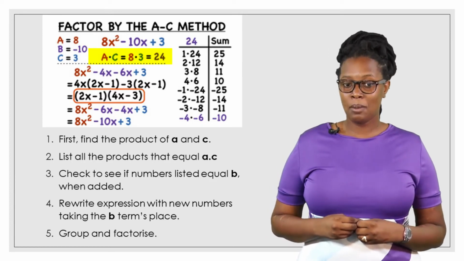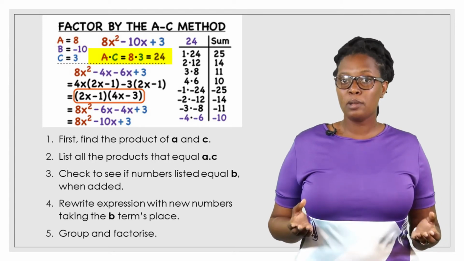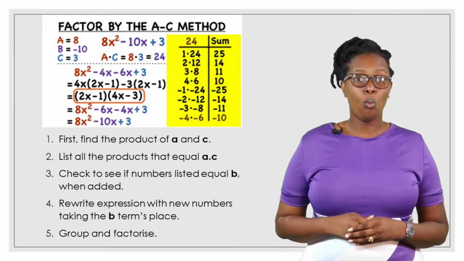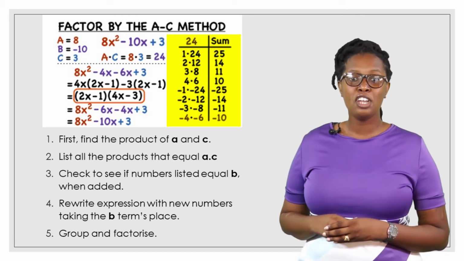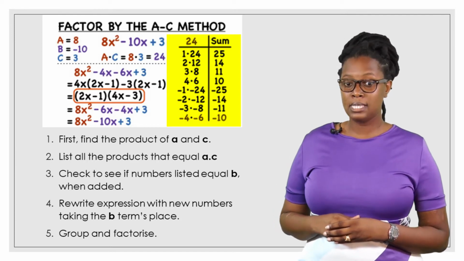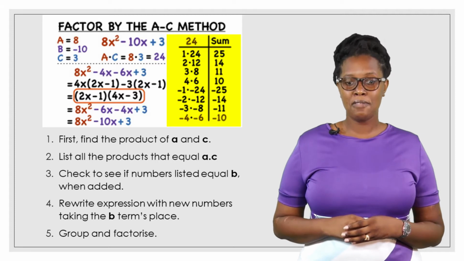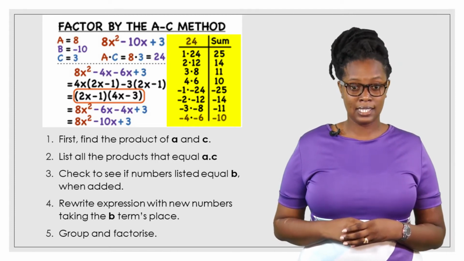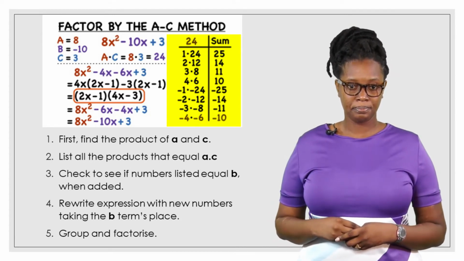For the second step, we have to list all the products that equal a times c. We pretty much just list all the factors of 24. So we could have 1 multiplied by 24, 2 multiplied by 12, 3 times 8, 4 times 6, negative 1 times negative 24, negative 2 times negative 12, negative 3 times negative 8, and negative 4 times negative 6. Here we have listed all the factors of 24.